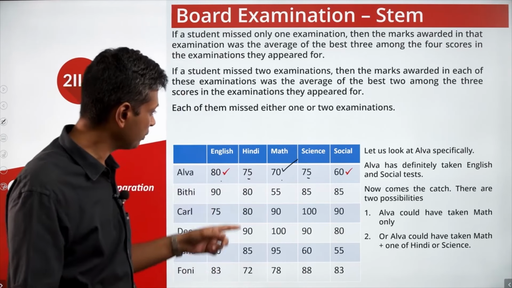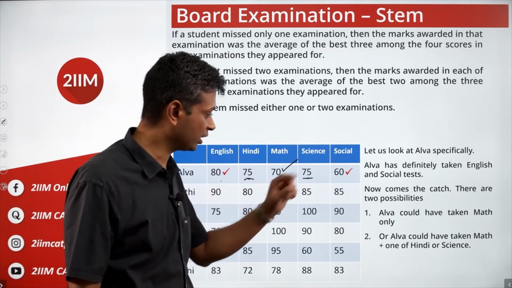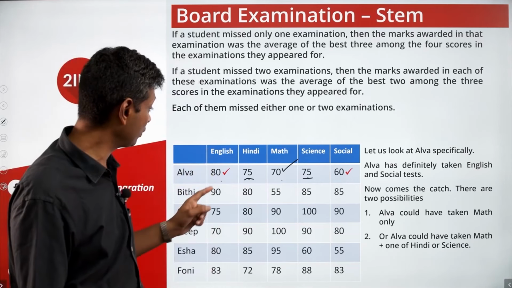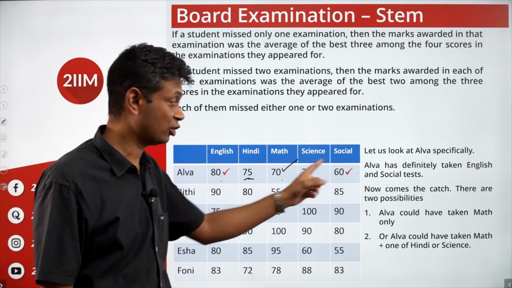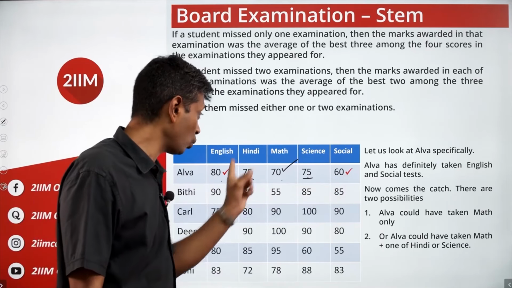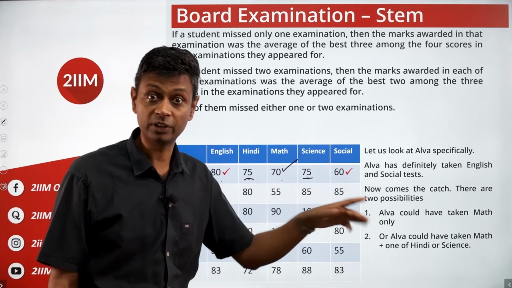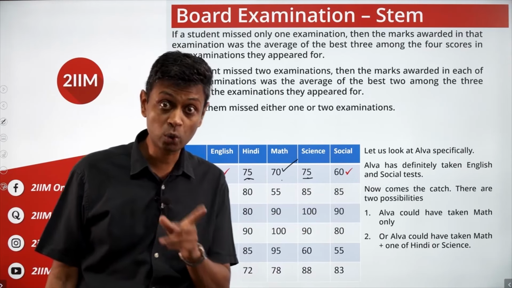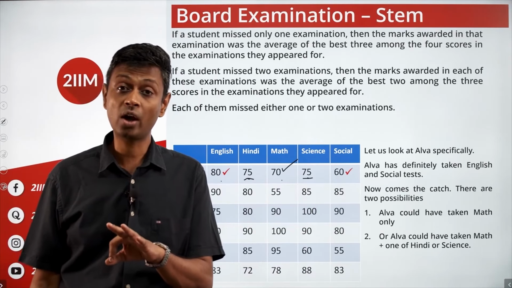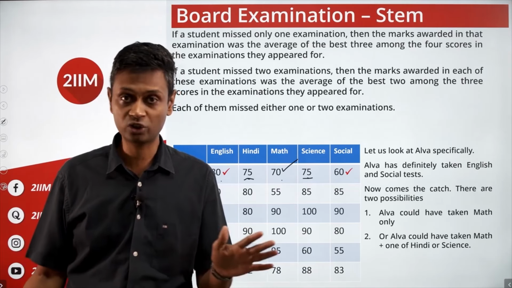Right? So the moment we have a 75 and a 75 here, you have to keep in mind that either Alva could have taken English and math and social, or she could have taken English, math, social and one of these 2 and the other could have been filled. We cannot say for sure that Alva took only 3 tests or all 4 or 4 out of 5 tests. We cannot say that. Right?